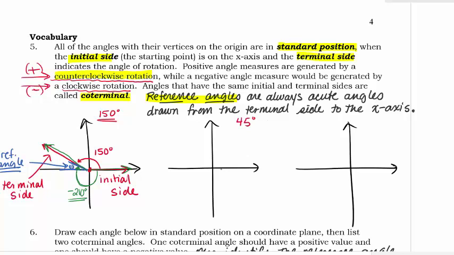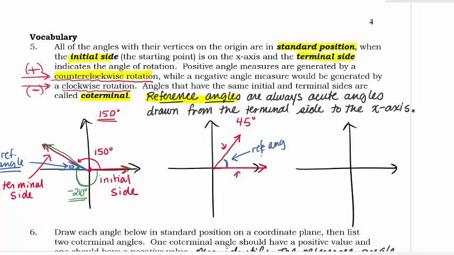If we look at a 45 degree angle and we draw that, the initial side is going to be the positive x-axis and the terminal side is going to exactly cut our quadrant 1 in half. This is our terminal side, this is our initial side. In this case, the reference angle is exactly the same as our angle because our angle and our reference angle are both acute. Alright, so that's kind of nice there. Our reference angle is also 45 degrees.